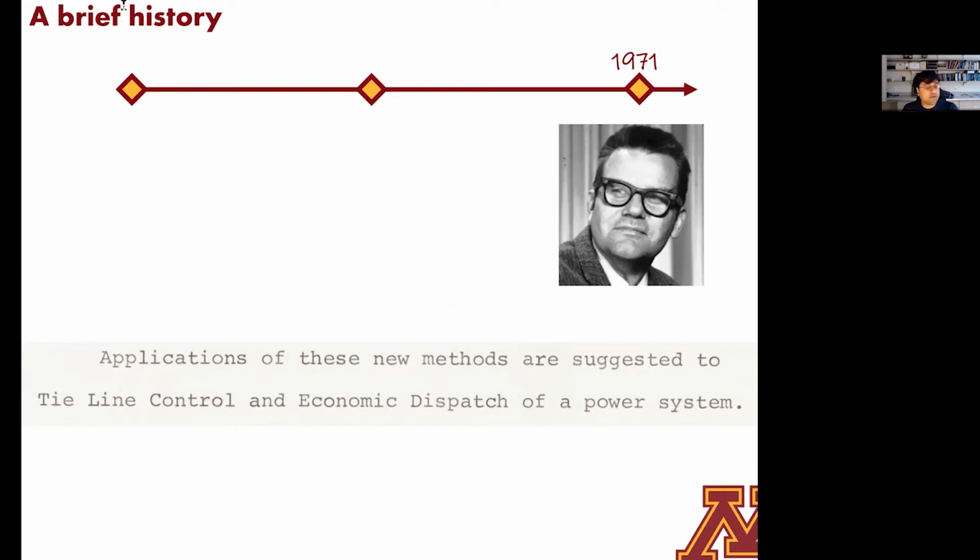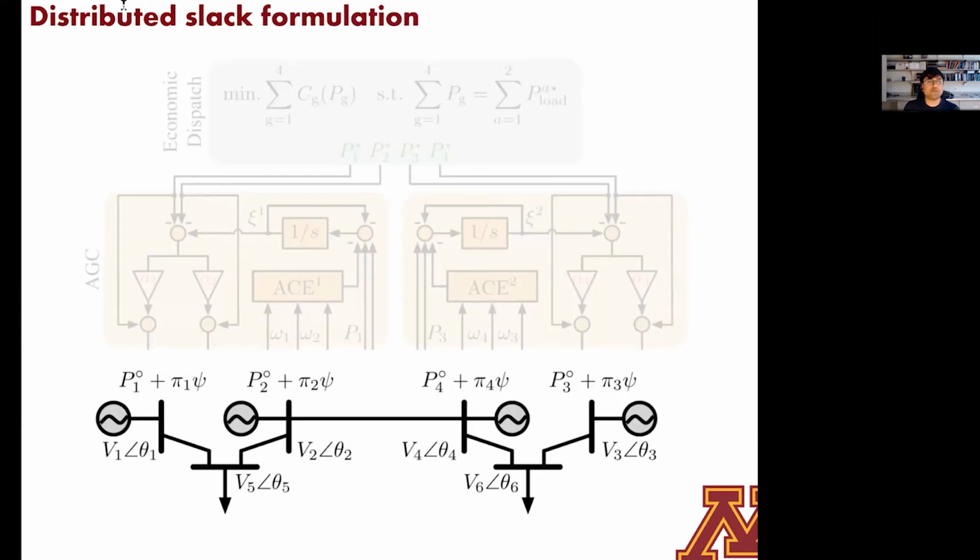So I'm going to now take a pause from the historical account and jump into, let's say, the core technical piece of this and try to give you an idea for how you actually formulate this distributed slack bus version of the power flow problem. So we go back to this picture. You're trying to acknowledge injections from all the generators.